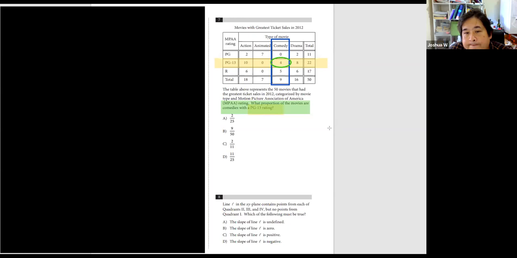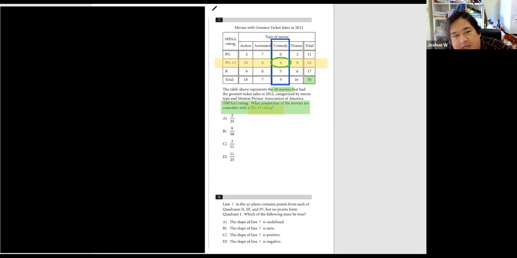Wait, can you hear me? I can hear you. You're talking soft, but is it all the movies or is it just the PG-13 movies? I'm looking at the lower right corner. From the paragraph, it said that there were 50 movies. I heard you say a different number, 22. How come you were considering only the PG-13?